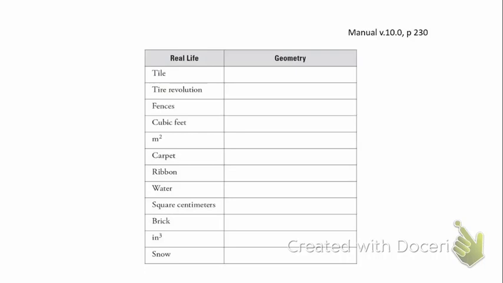If they're talking about tiling a floor or something, a lot of times they're asking about the area, right? How much space is going to be covered with that tile. If they talk about a tire revolution, they're talking about the circumference, the distance all the way around a circle. So that's a clue that you want to use the formula for circumference. If they talk about fencing, they're usually talking about finding a perimeter.